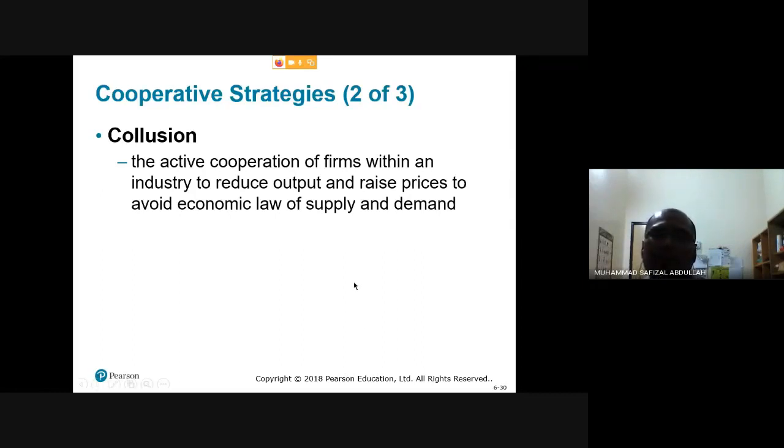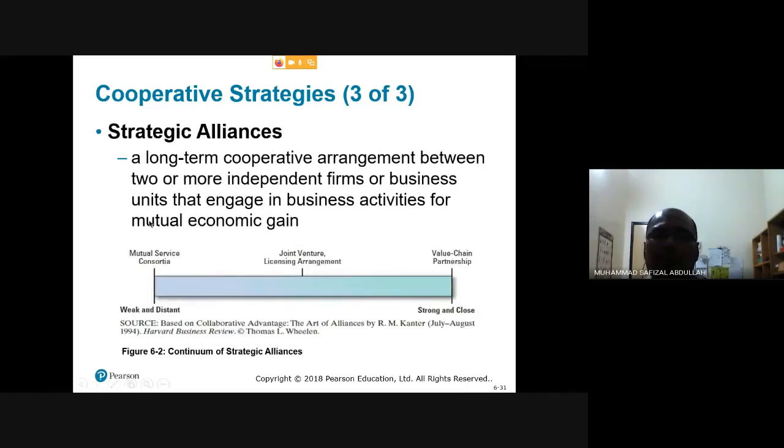Corporate, they call it here collusion, or cartel. They try to form a cartel, collusion, when they work together, they are not merging, but they're just working with each other. Yeah, that is collusion. And then number two is strategic alliance.